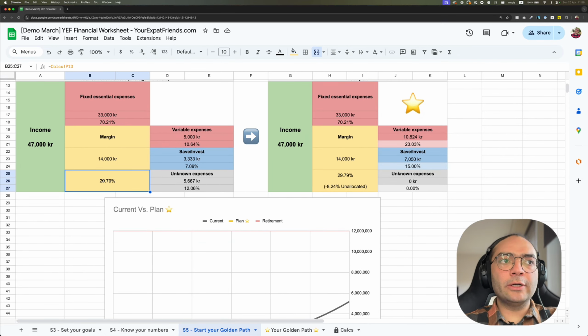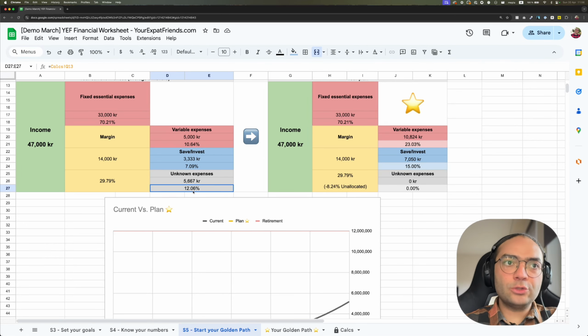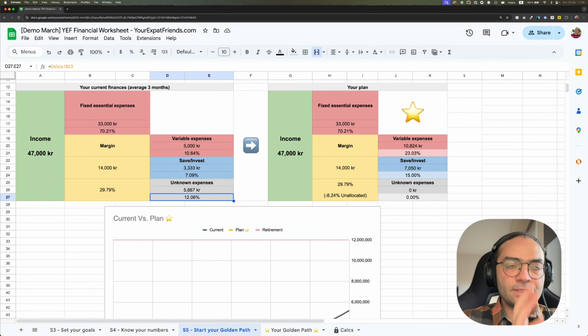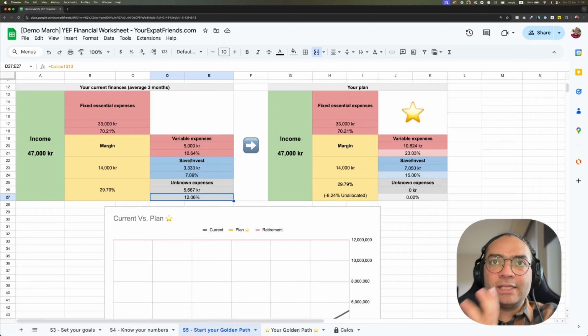That leaves me with about 30% margin, right? And then within that margin, 10% of it is going to additional, variable expenses. 7% of it is being saved right now, and 12% of it is unaccounted for, and I did not calculate it. In the numbers that I put here, it is not accounted for. It is not anywhere. So the idea is that this is my reality right now. How do I go from this to a state that actually makes me reach my goal?